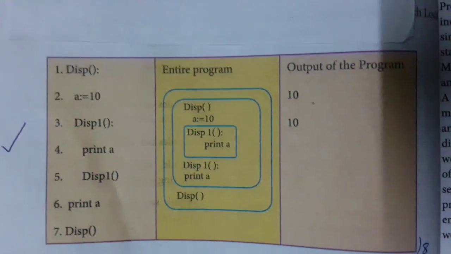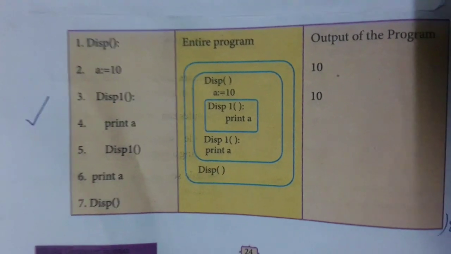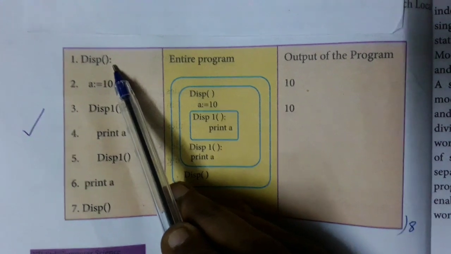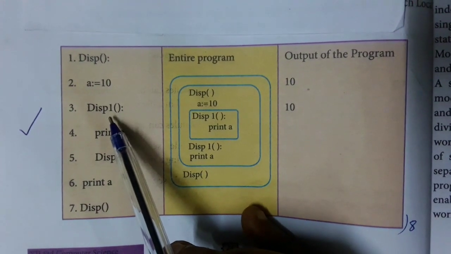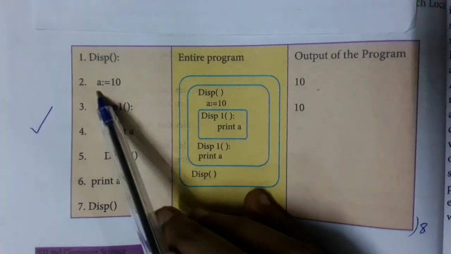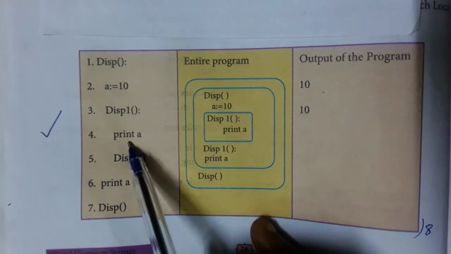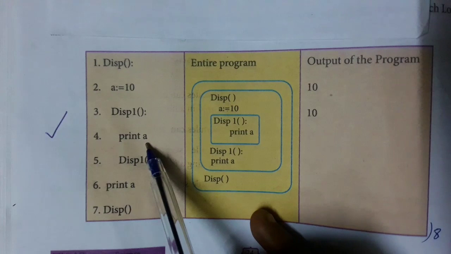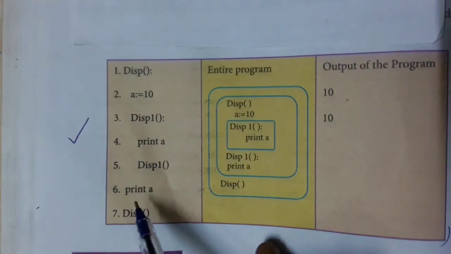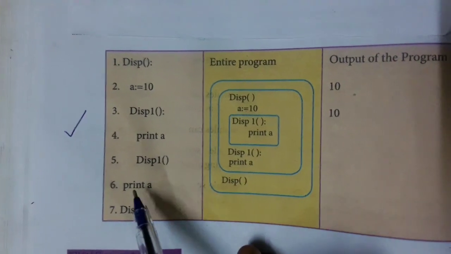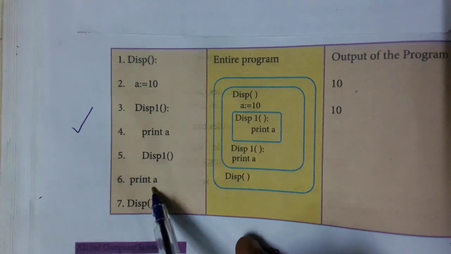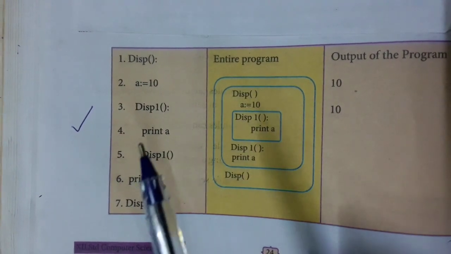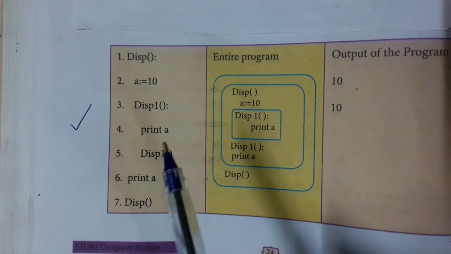Now next one is enclosed. Enclosed scope is a function defined inside another function. So see here, disp is a function. Inside disp there is another function called disp1. So whatever variable we use in disp can also be accessed by the disp1 function. When you go for the print statement, this value 10 will be printed. Again another print statement you have with the disp1 statement. Here also the value 10 will be displayed. So enclosed is a variable used within another function.